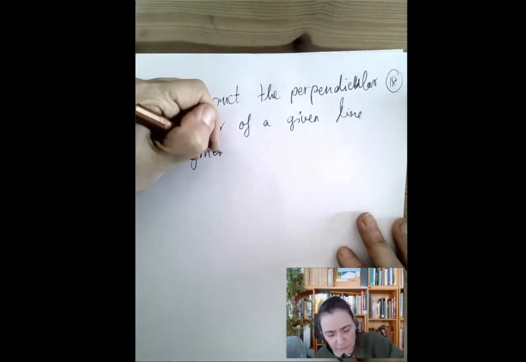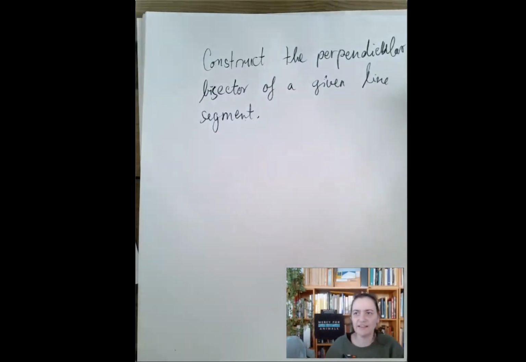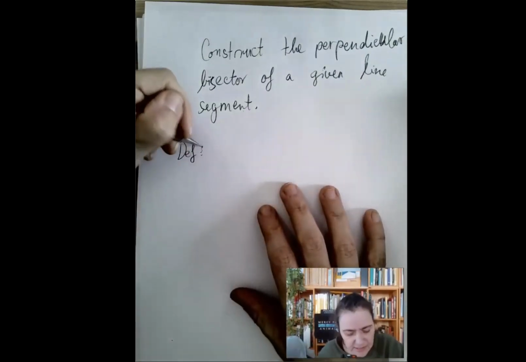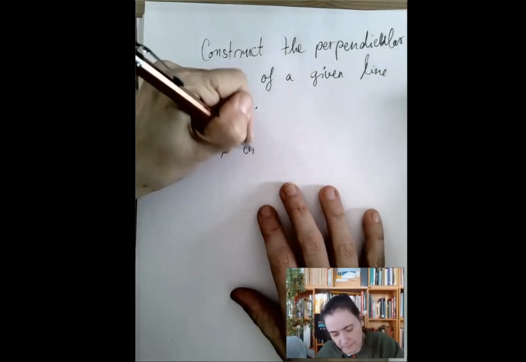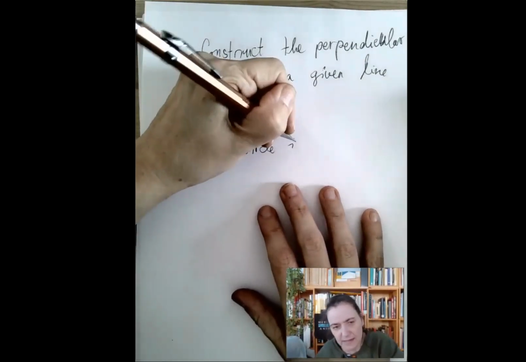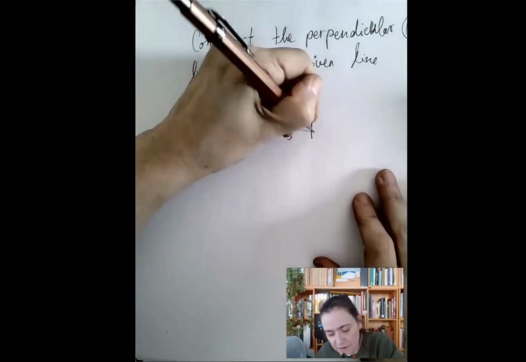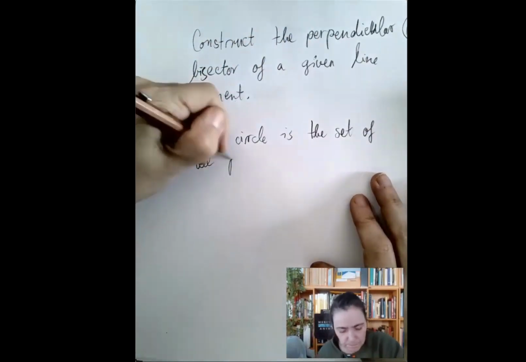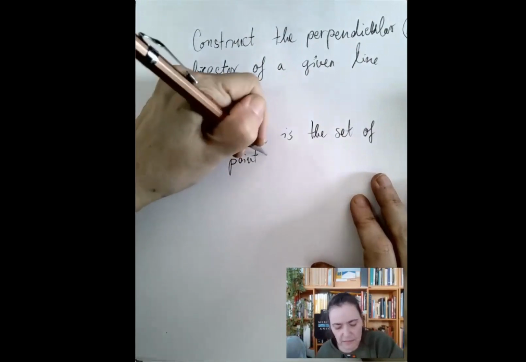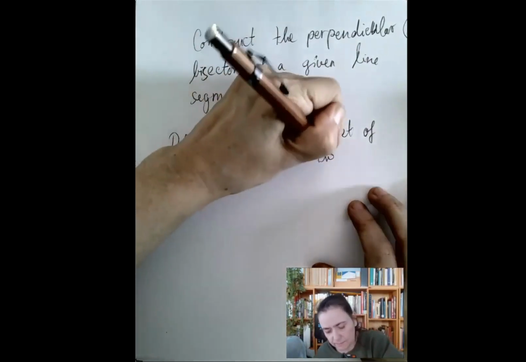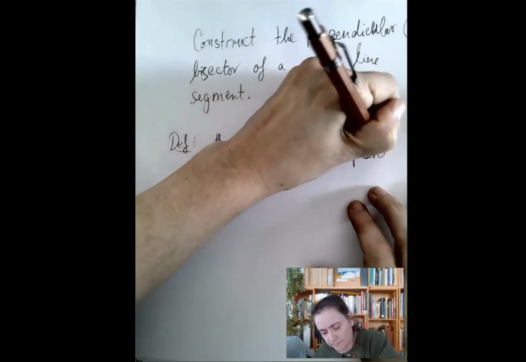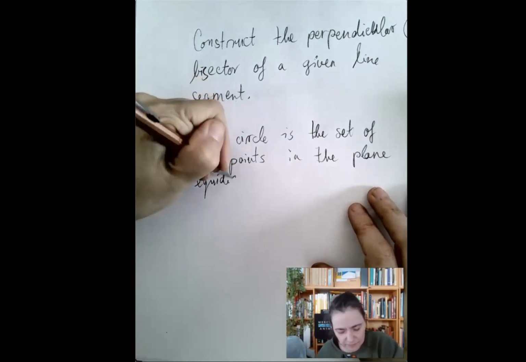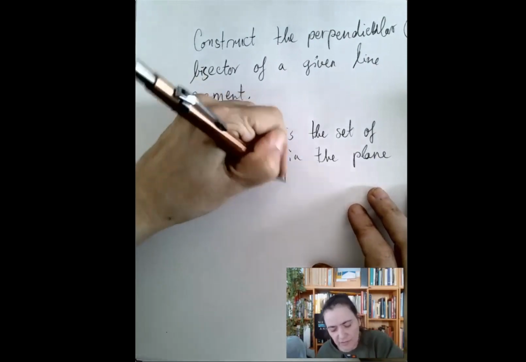Now, I'm going to have to give you 2 definitions first, and then off we go having fun. So, a circle is the set of all points in the plane equidistant, equally far from, a fixed point.